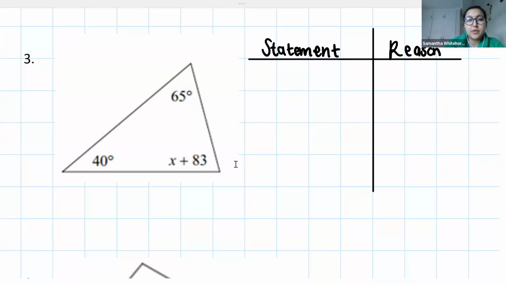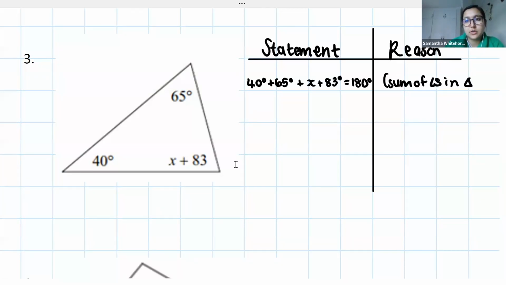Right, let's see. So we've got our three angles. We know that if we add them up, so 40 plus 65 plus x plus 83, we must get 180 degrees, the sum of angles in a triangle. So we now start simplifying. 40, 65, and 83 are all like terms, so I can add them all together. So I end up with x plus 188 is equal to 180.